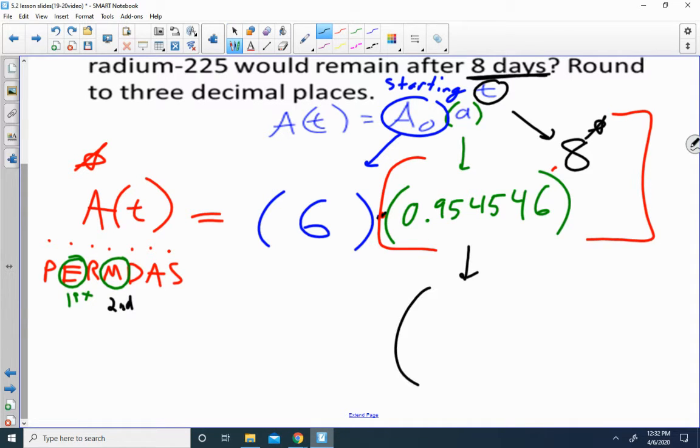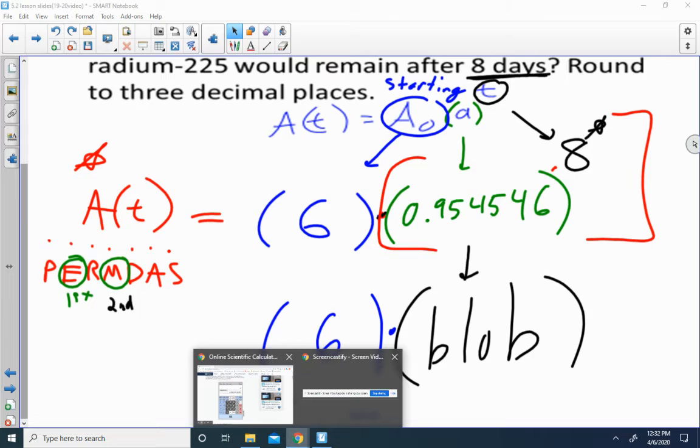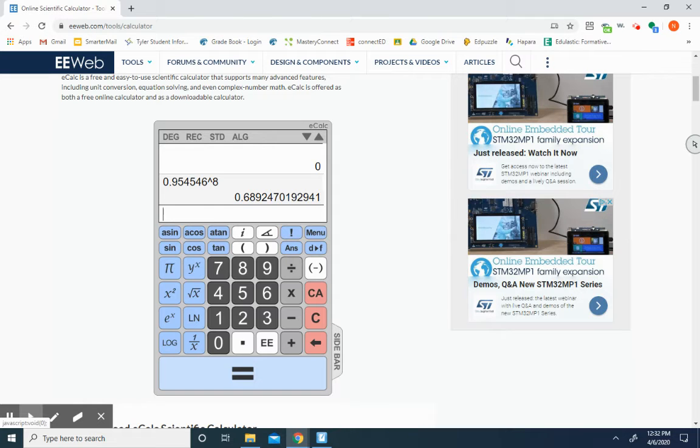Technically, no. So let's just say you got that gigantic blob from the calculator. But remember, once you have that blob, all that's left to do now is just to multiply that blob by 6. So let's do that in the calculator. Let's take that gigantic blob, or the previous answer, and then multiply it by the 6, or the 6 grams. Press enter, and you have your answer. That's how many grams are left over.